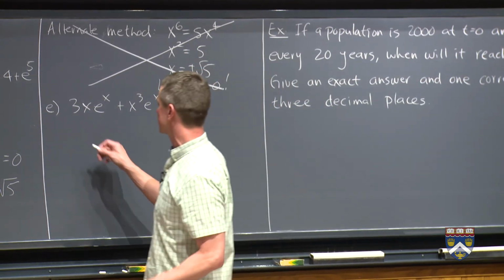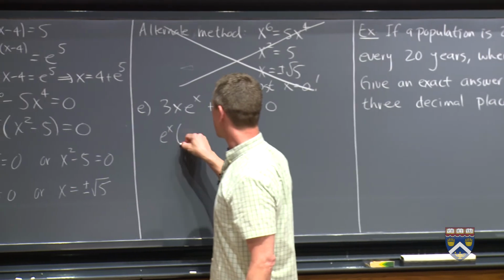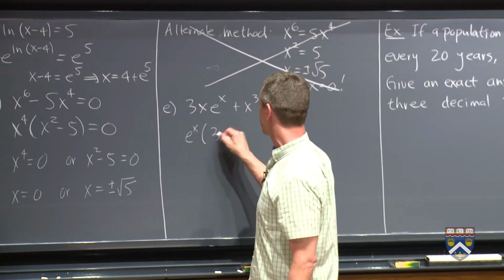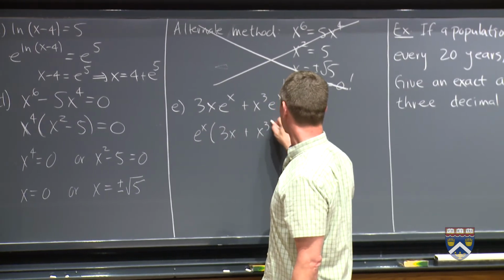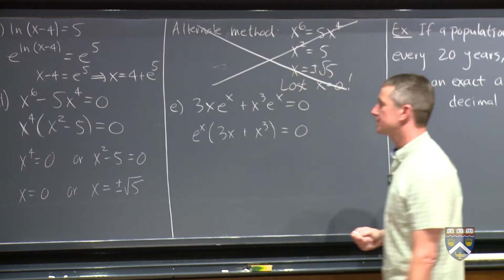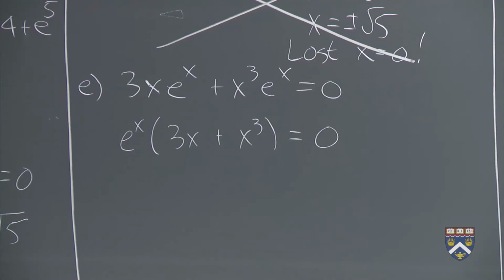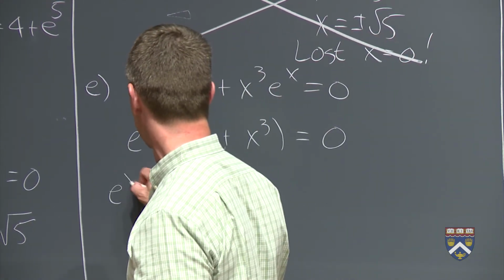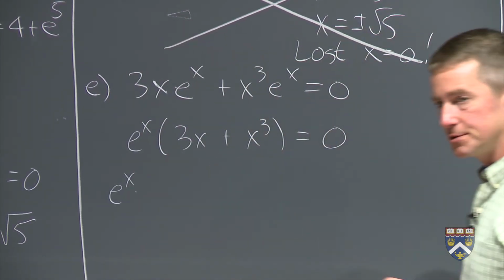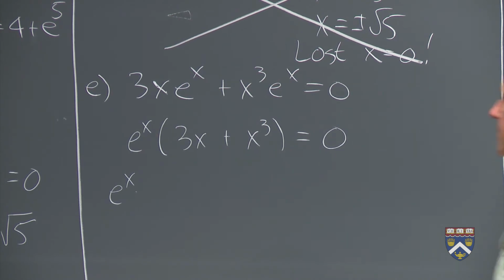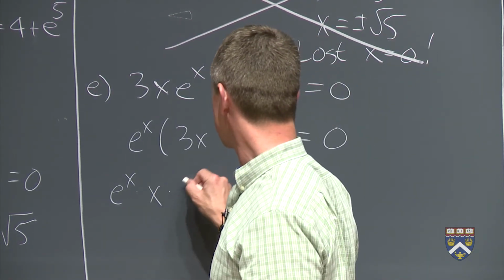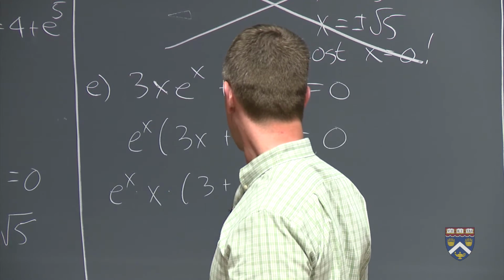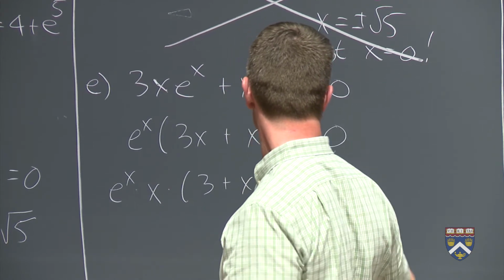Both terms have an e to the x in them. So if I factor out an e to the x, I get a 3 to the x from here and an x cubed from here, still being 0. But then you might say even this can be factored further. So now I can factor out, what can I factor out of both of those terms? I can factor an x. So e to the x times 3 plus x squared equals 0.